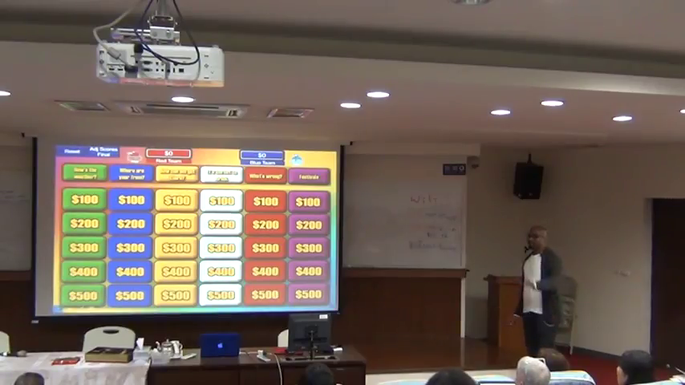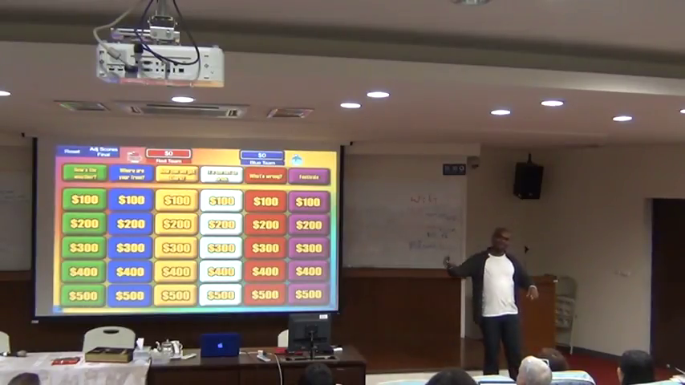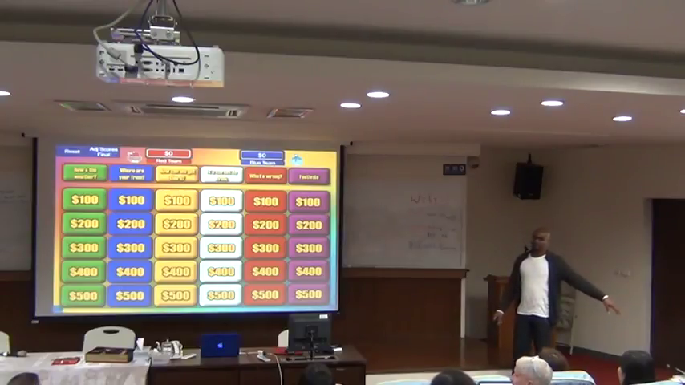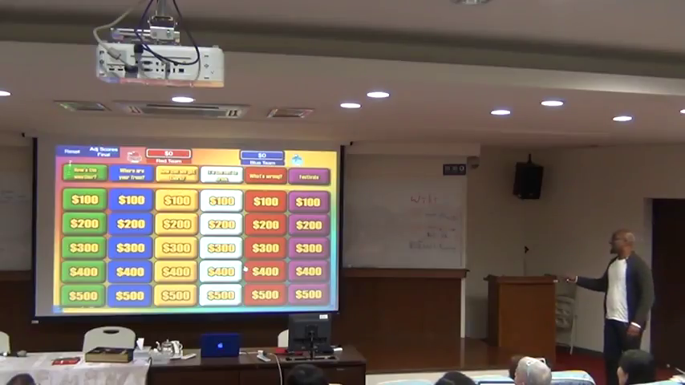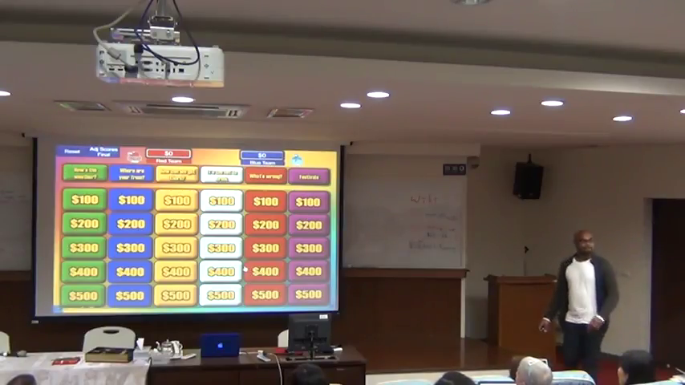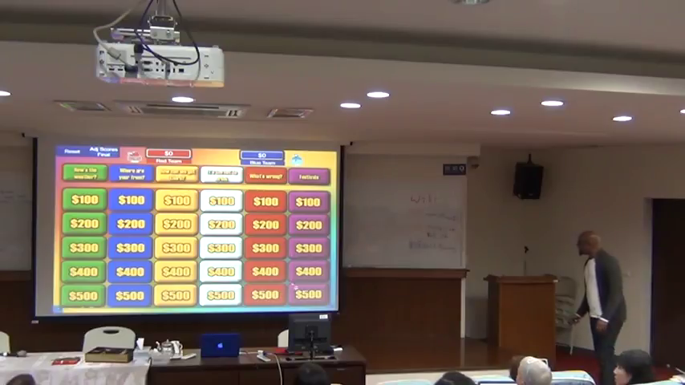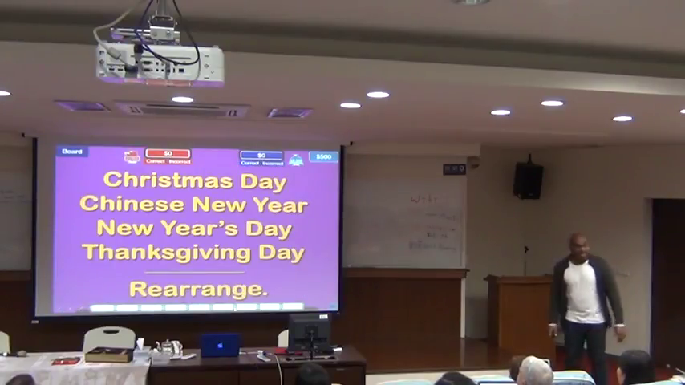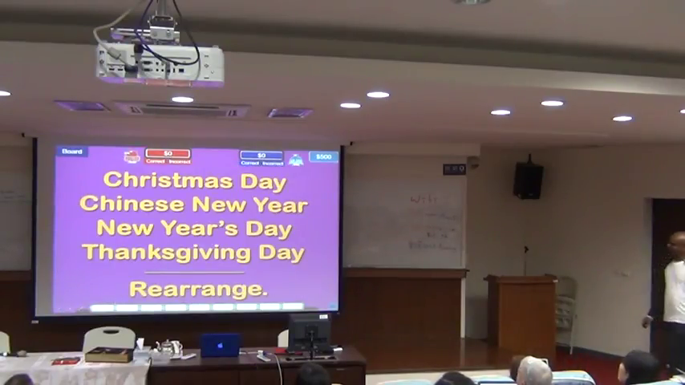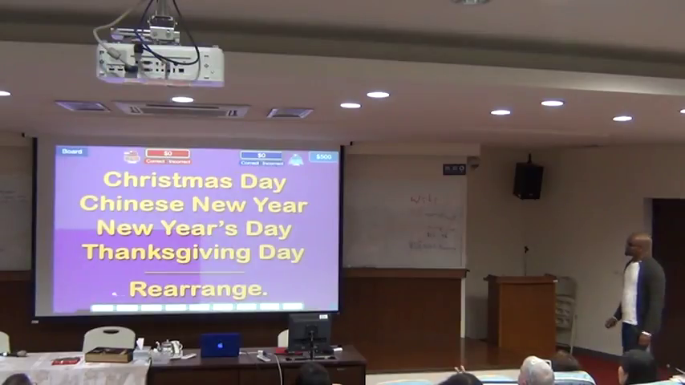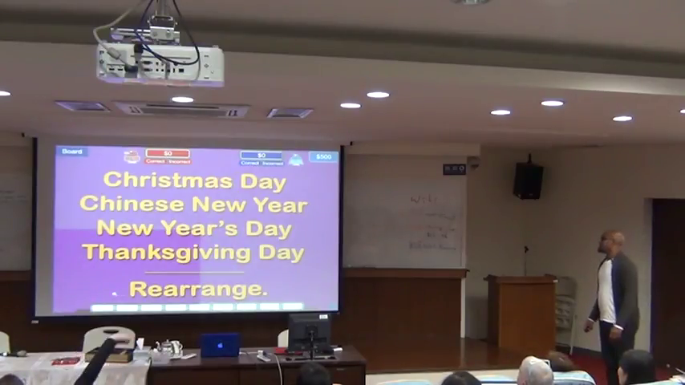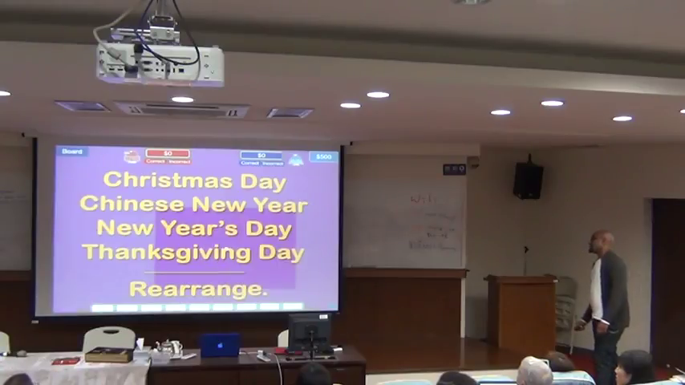So, red team, left side. Blue team, right side. Okay, so you get to pick. You have to call out the category and the amount. The festival is 500, Lynn. Okay, rearrange. And you only have 10 seconds. You have to make a question. What is New Year's Day, Chinese New Year, Thanksgiving Day, and Christmas Day, Alex? What holidays?